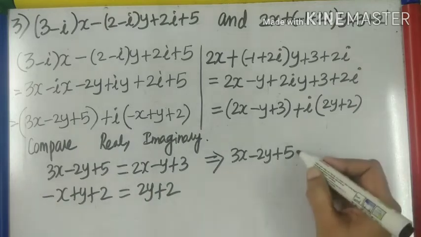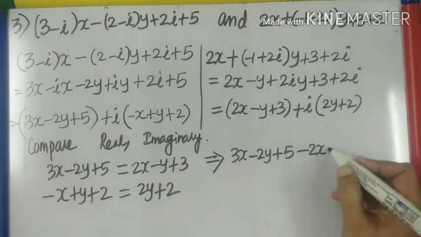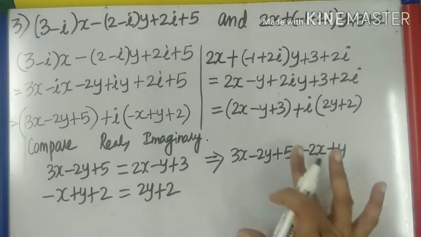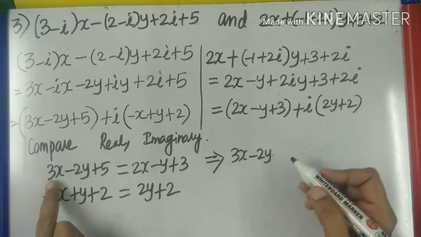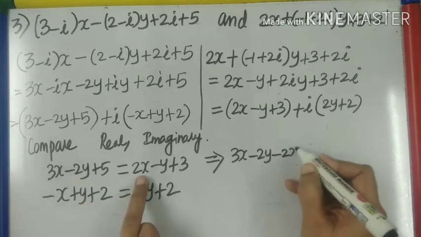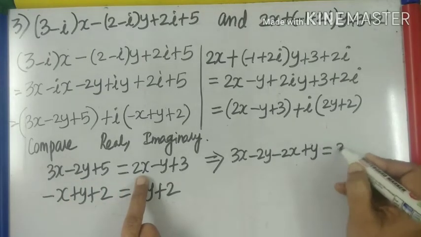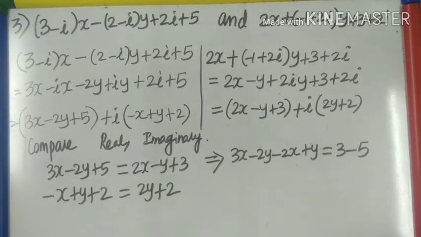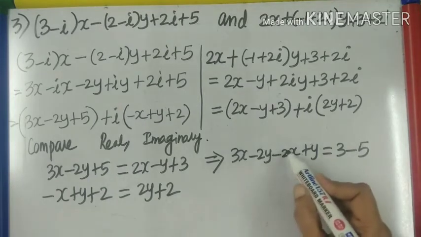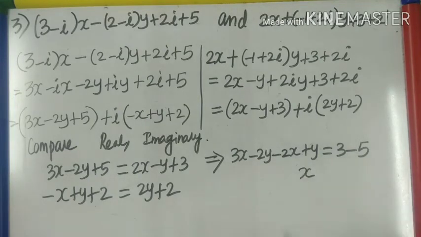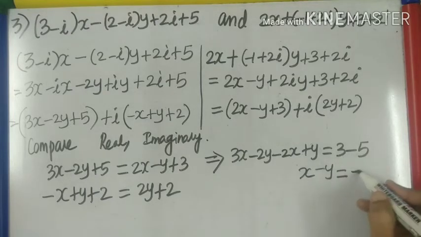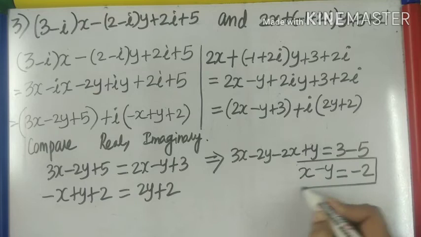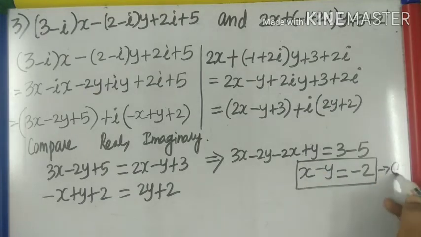Bring all this to the left side: minus 2x plus y, or even I can bring 5 to the other side. So I can say 3x minus 2y minus 2x plus y equals 3 minus 5. 3x minus 2x is x. Minus 2y plus y is minus y. 3 minus 5 is minus 2. So this is termed as equation number 1.